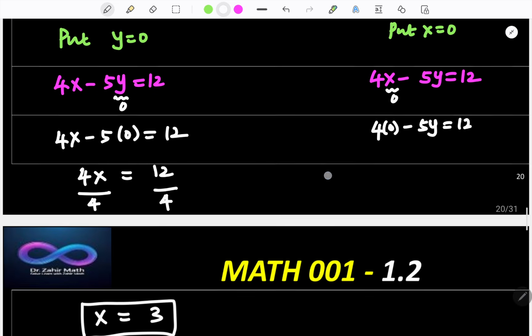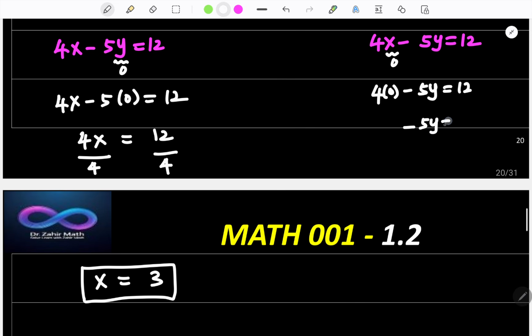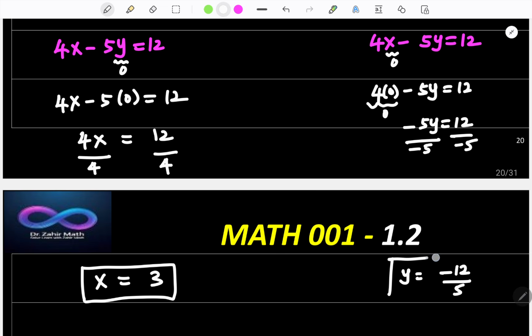Negative 5y is equal to 12, because this x is 0. So now divide by negative 5, divide by negative 5. So y is equal to negative 12 by 5. I told you, keep the negative sign in the numerator. Numerator means up.